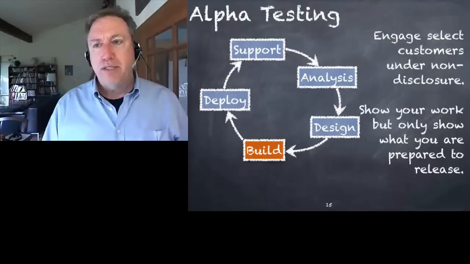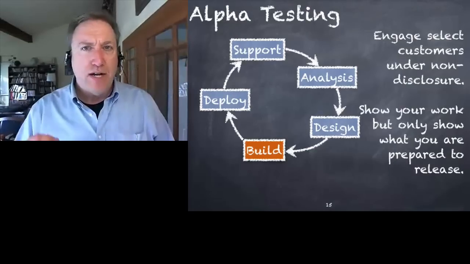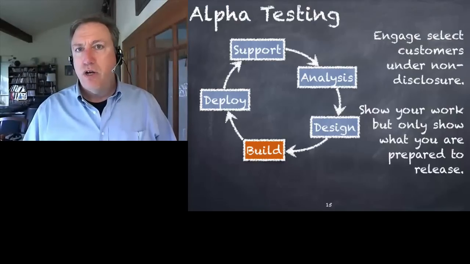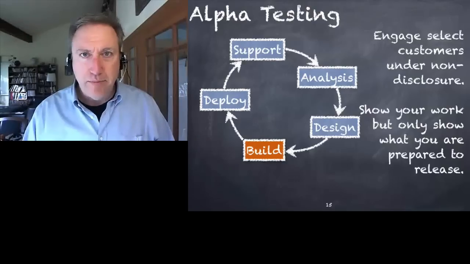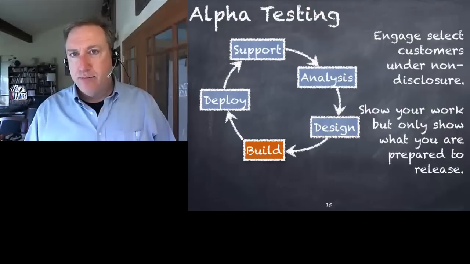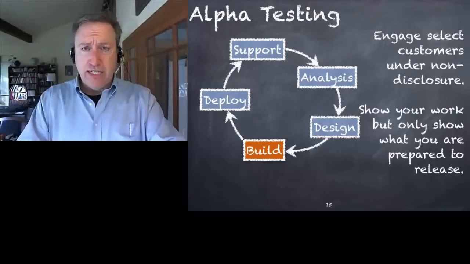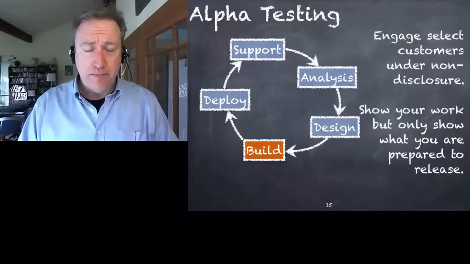When you're actually building, you've got code now, it's production code, it's ready for someone to actually use it and try it. You can use something called alpha testing. That's where you take the other people on your team and select customers, put them all under a non-disclosure agreement, and actually give them the code, have them use it.